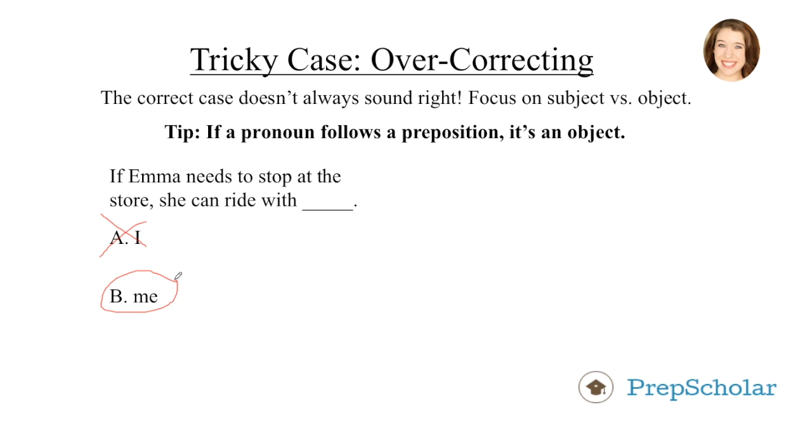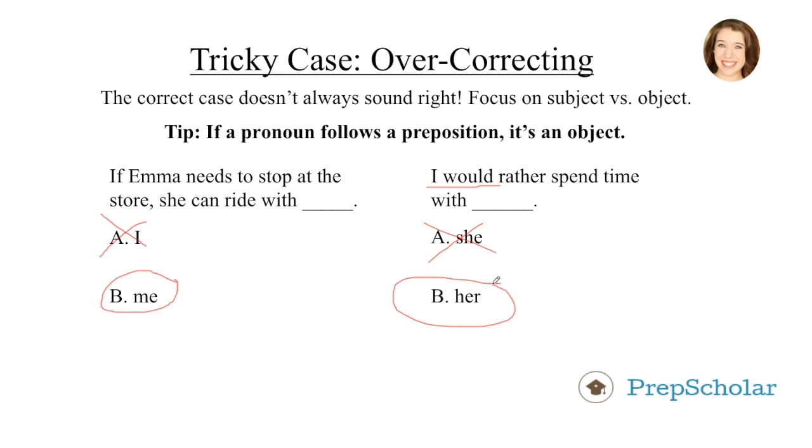Let's go ahead and take a look at another problem together. Here's our sentence. I would rather spend time with she or with her. Well, in this case, are we looking at a subject or an object? Well, I is the one taking the action in the sentence, right? I would rather spend time with she or with her. If this is the subject of the sentence, that means we are looking for an object. She is in subject case. That doesn't work. Her is object case. I would rather spend time with her.